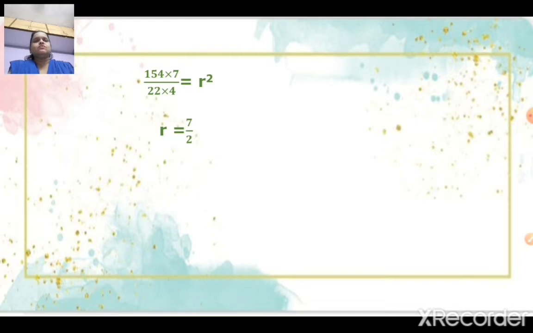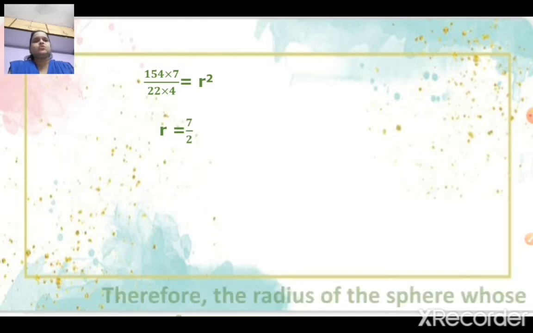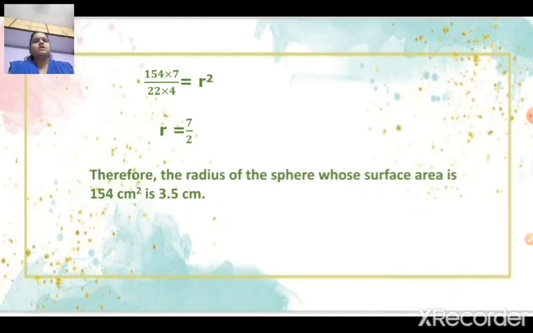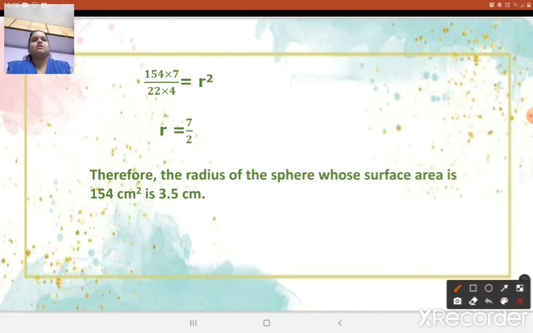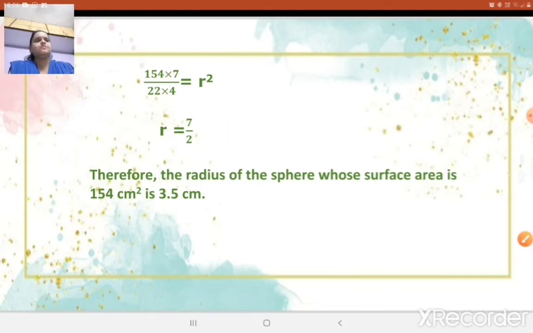centimeter. So we got R as 7 by 2, and therefore the radius of the sphere, whose surface area is 154 centimeter square, is 3.5 centimeter, because your 7 by 2 value is nothing but 3.5 centimeter. Is it clear to all of you children? Yeah, let us continue with the next sum.